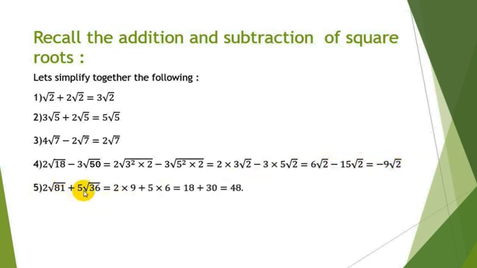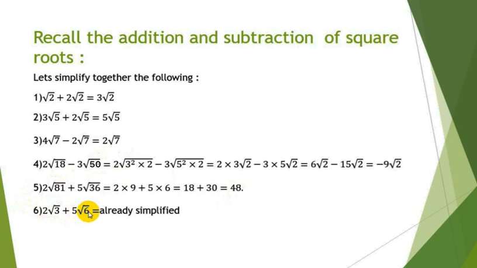Part 5, we have 2 radical 81 plus 5 radical 36. We have different radicals. We must simplify the numbers under the radical. 81 is 9 squared. The 9 will go outside the radical, and 36, the 6 squared, will go also outside the radical to obtain 6. Then 18 plus 30 equals 48.